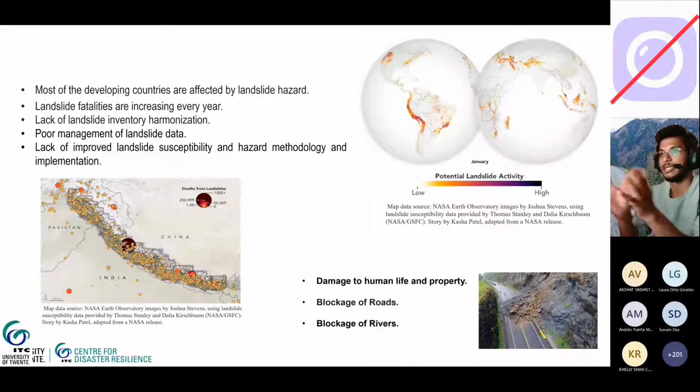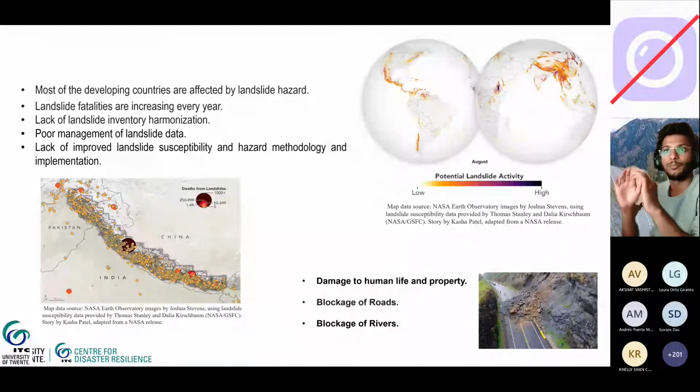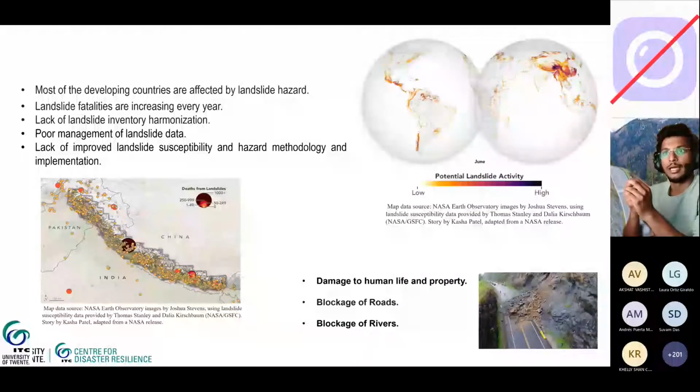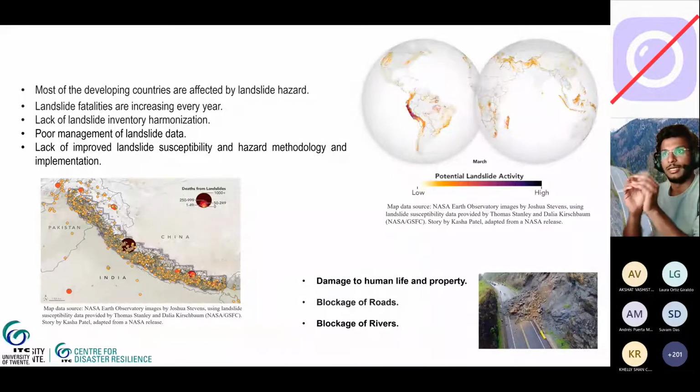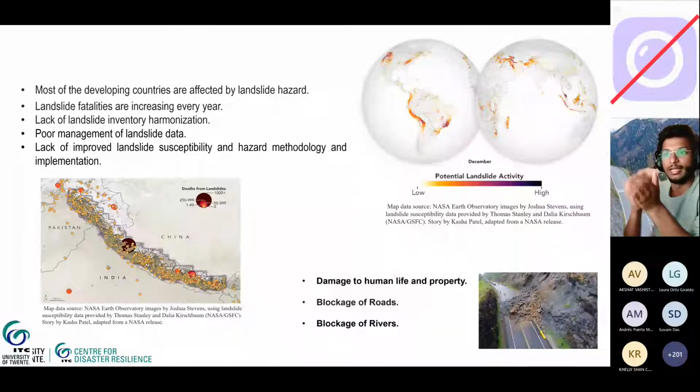So this is just an example of how vastly spread landslides are in most of the mountain belts around the world. You can see this in this figure. And there is another example from NASA Earth Observatory where you see the fatalities by landslides in the past years.